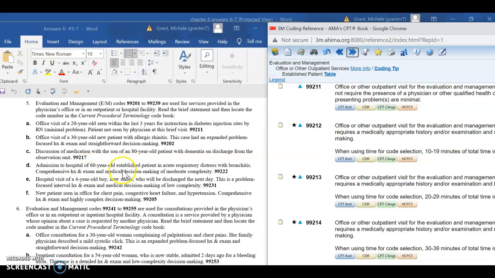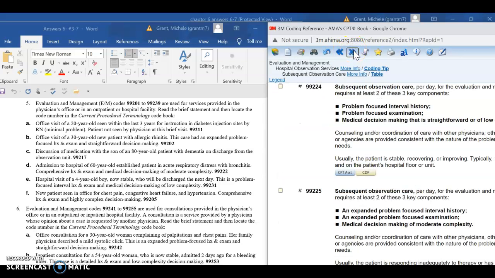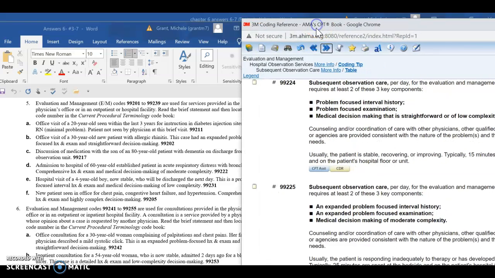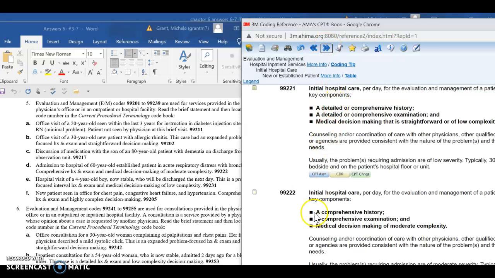We have observation. We have 99222. Let's just look to see what that is. Some of these are a little bit out of order. Here we go. Initial hospital care. That means the initial time that the hospital or the doctor did the H&P, history and physical. So with these, you need all three key components.